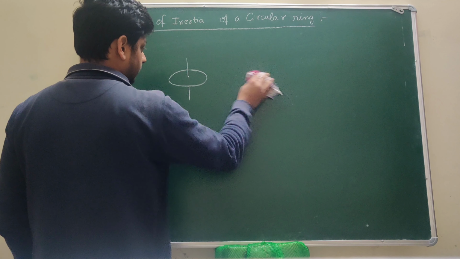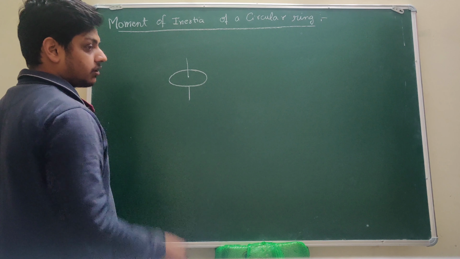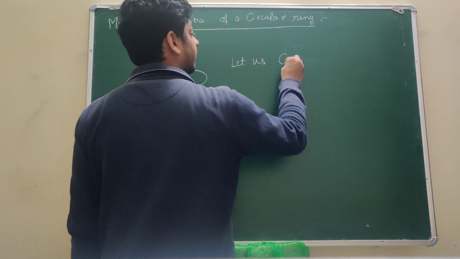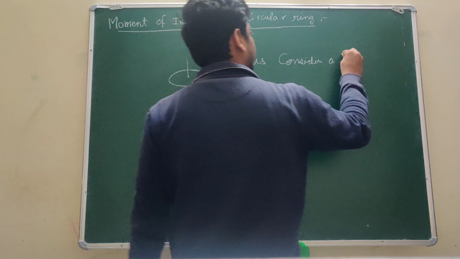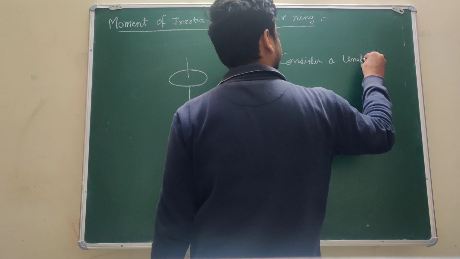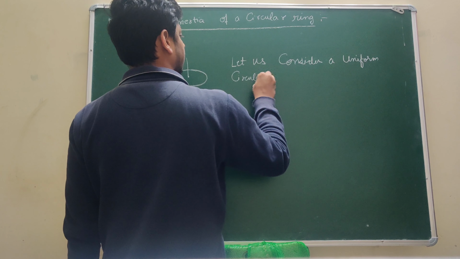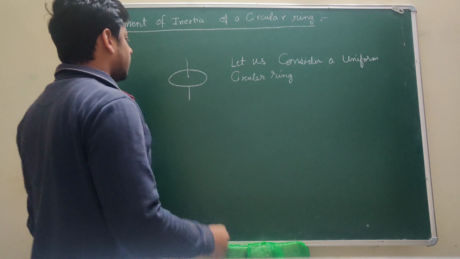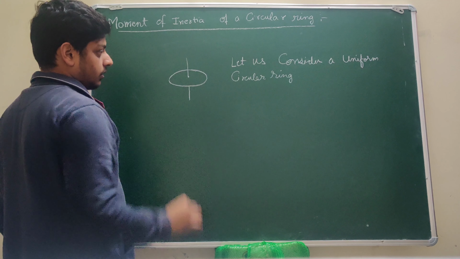So first I will calculate the moment of inertia along the perpendicular axis. So first we will consider a uniform circular ring. Uniform means all the masses are uniformly distributed all over the length of the ring.